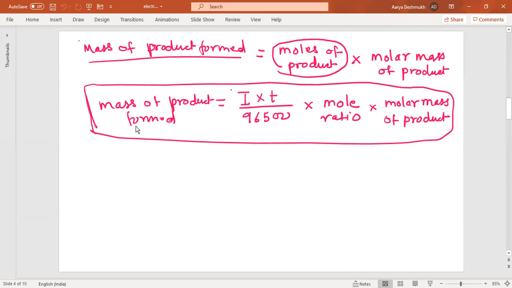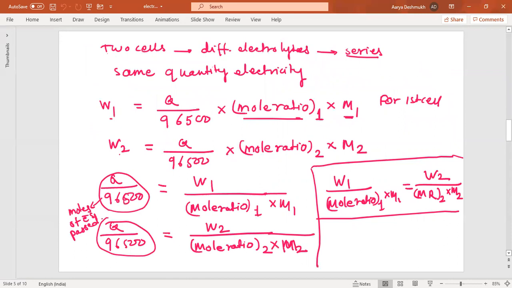Now suppose we are talking about one cell only, where there are only two electrodes. You can calculate for this very easily. But if the two cells contain different electrolytes, what will happen? How do we proceed for such calculations? If there are two cells containing two different electrolytes, connected in series, and the same quantity of electricity is passed through them, then the masses of the substances liberated at the electrodes of the two cells can be calculated.